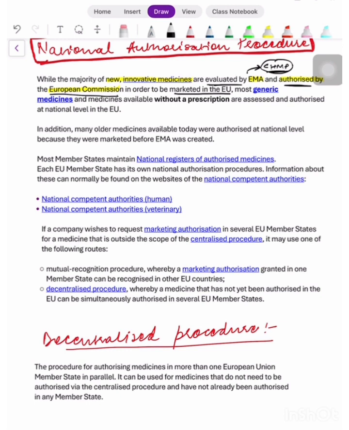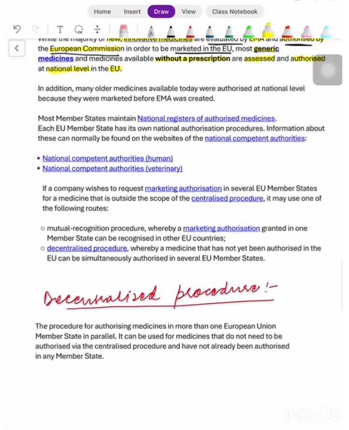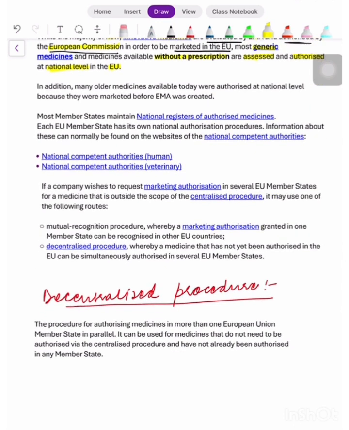Most generic medicine and medicines available without a prescription are assessed and authorized at a national level in EU. तो these we were talking about new या innovative medicine के लिए. But बहुत सारी generic दवाएं जो कि without prescription होती हैं, that is over the counter drugs, are assessed and authorized at national level in the EU. मतलब national level means state wise, the 27 states as we mentioned in European Union.